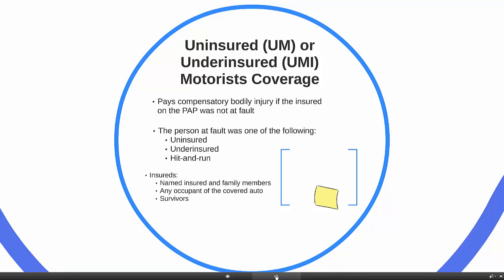The insureds under uninsured or underinsured motorists are the named insured and family members, any occupant of the covered auto, and survivors in the event that someone is killed in the accident. So it is very comprehensive coverage, covering everything that liability insurance would cover: medical, lost wages, etc. Now, some people do actually buy uninsured motorist property damage coverage, but this is not what is generally required.